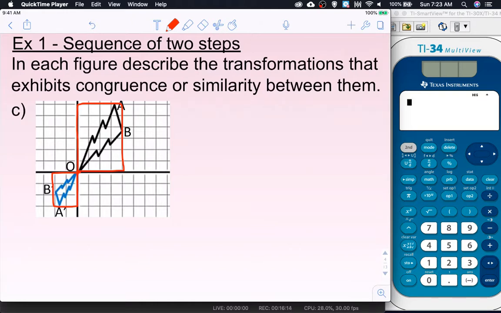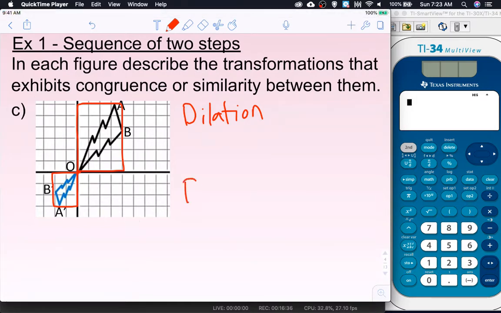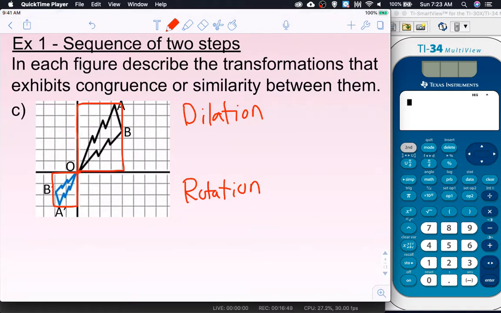Everybody else, here we go. So, things that happen. Definitely a dilation. And then either a rotation or a reflection. It's going to be a rotation, I can see. And again, you could have done this in a different order. Maybe you saw the rotation first and then the dilation, but it has to be these two. There's no other thing it could be. It had to be these two.